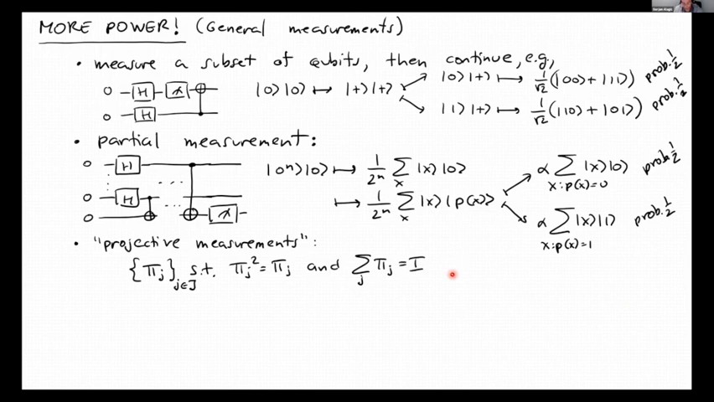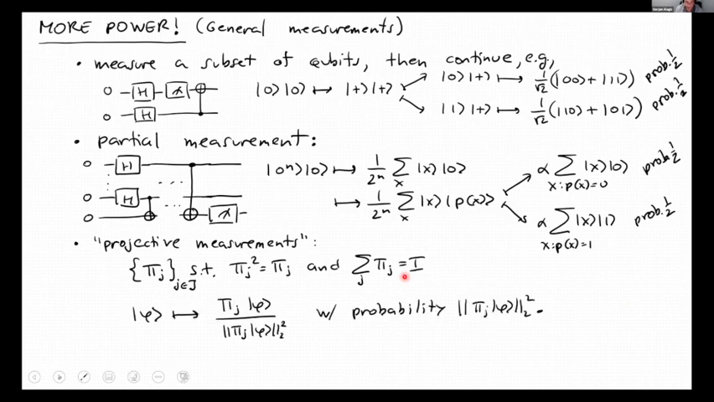Much more generally, we're allowed to apply what's called an arbitrary projective measurement. This is specified by just selecting some collection of projectors which sum to the identity, on whatever space you're working on, let's say on the space of n qubits. And what does applying this measurement do?